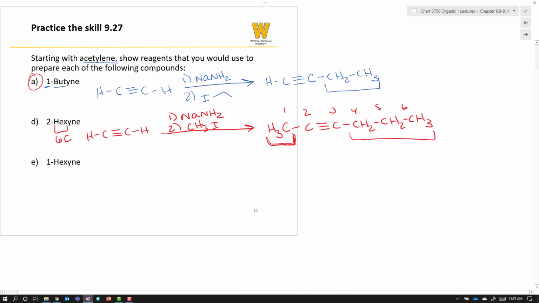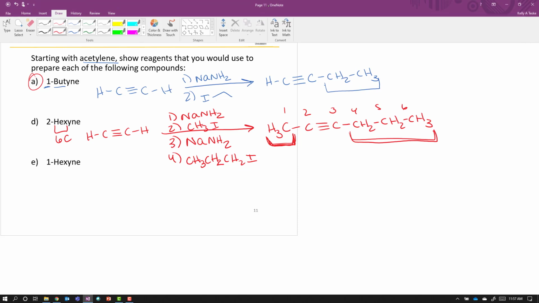Once I add that methyl group, then I have to do another reaction to prepare my alkynide ion with sodium amide. So that's step 3, and then this time I want to add on this propyl group. So I'm going to add in propyl iodide. And that's how I would form that molecule. So you're probably seeing a pattern here. We'll do one more to round this out.